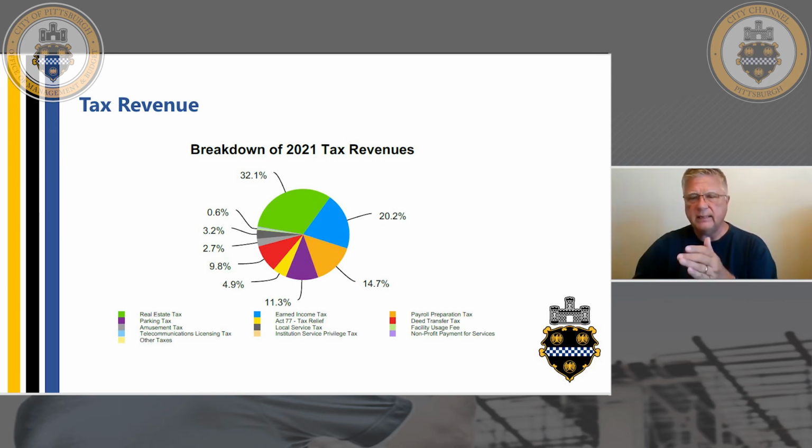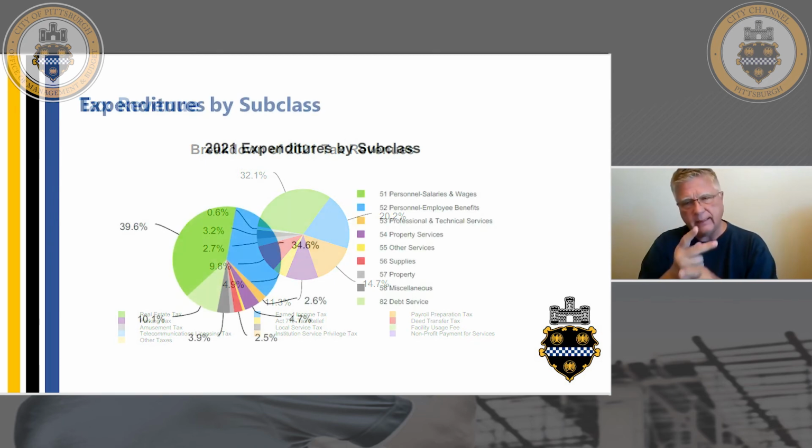Because real estate is such a big chunk of money into the city, that's one of the reasons why during the pandemic last year, our cash flow wasn't as catastrophic as it could have been and as it was in some other cities. So because real estate is due at the beginning of the year, we had enough funding through that tax category to maintain spending throughout the year.